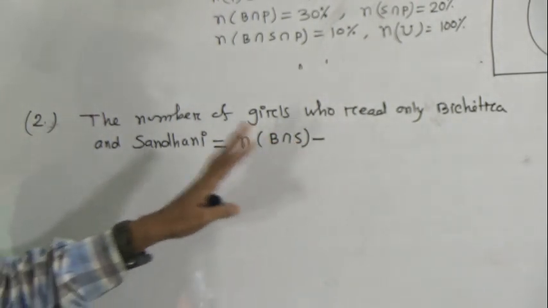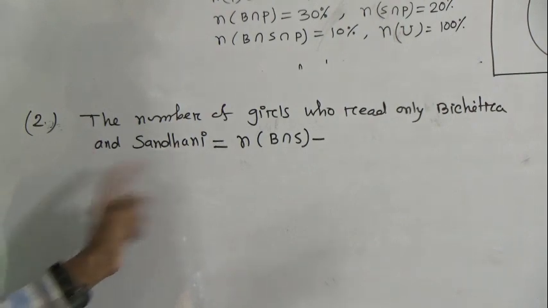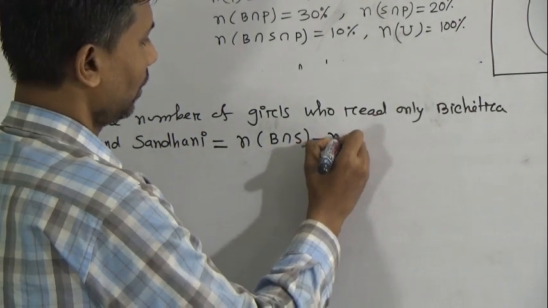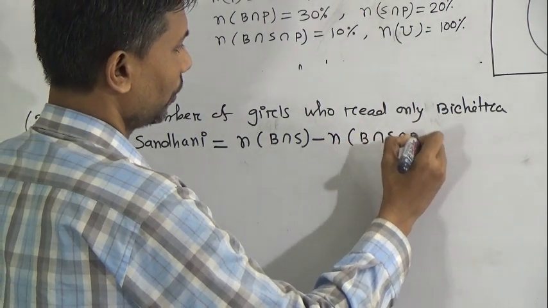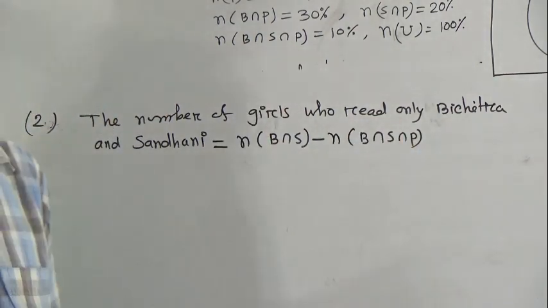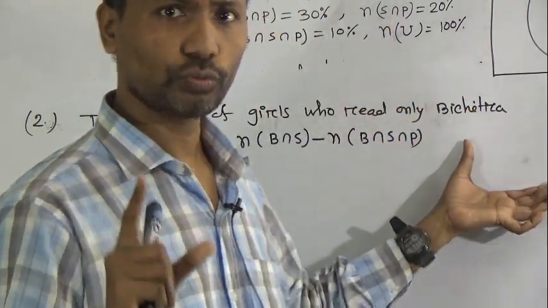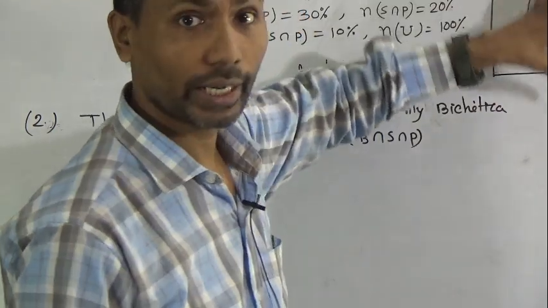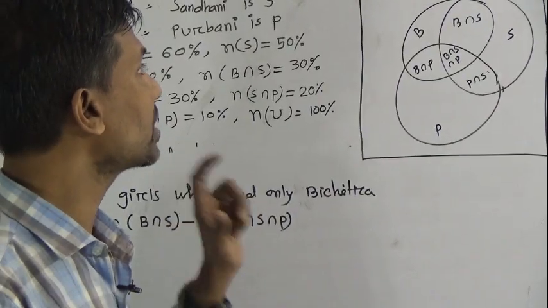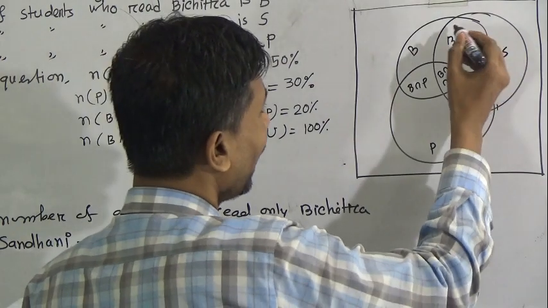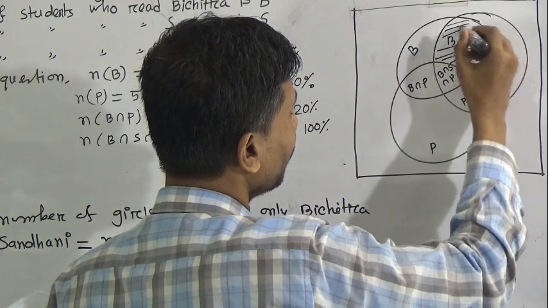Students, the word "only" is very important. The number of girls who read only Bicitra and Shandani is the number of B intersection S intersection P. Okay, students, see the figure, or Venn diagram. For solving question number 2, you have to draw this Venn diagram again. I will determine at first who read only Bicitra and Shandani. You see, this is the area for Bicitra and Shandani.